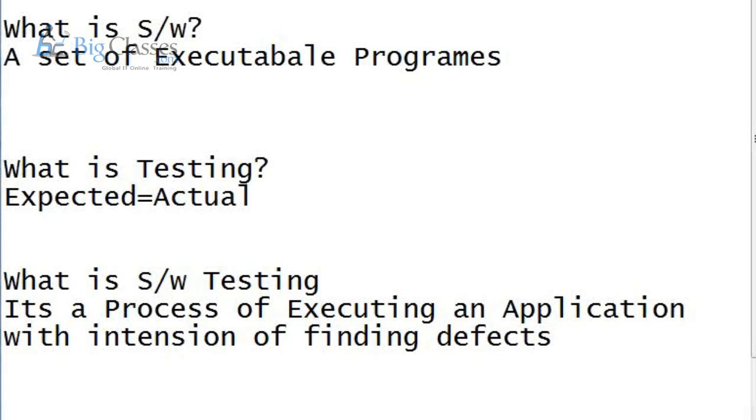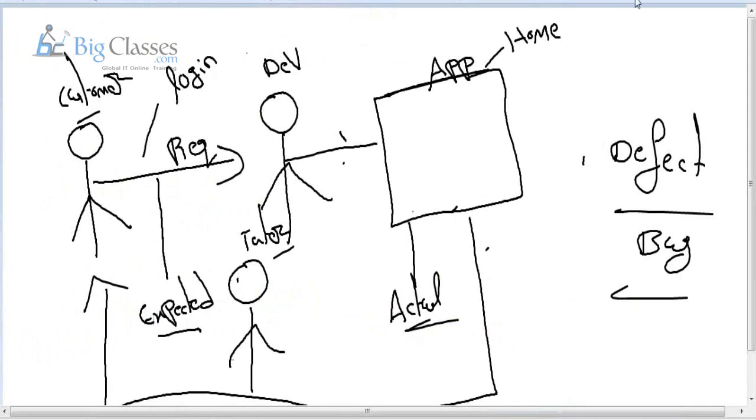Jinath, explain what is the definition of software testing? It is a process of executing an application with intention of finding defects. Is it clear now? Okay, yes, sir. I hope you understood what is the definition of software testing by using the simple diagram.